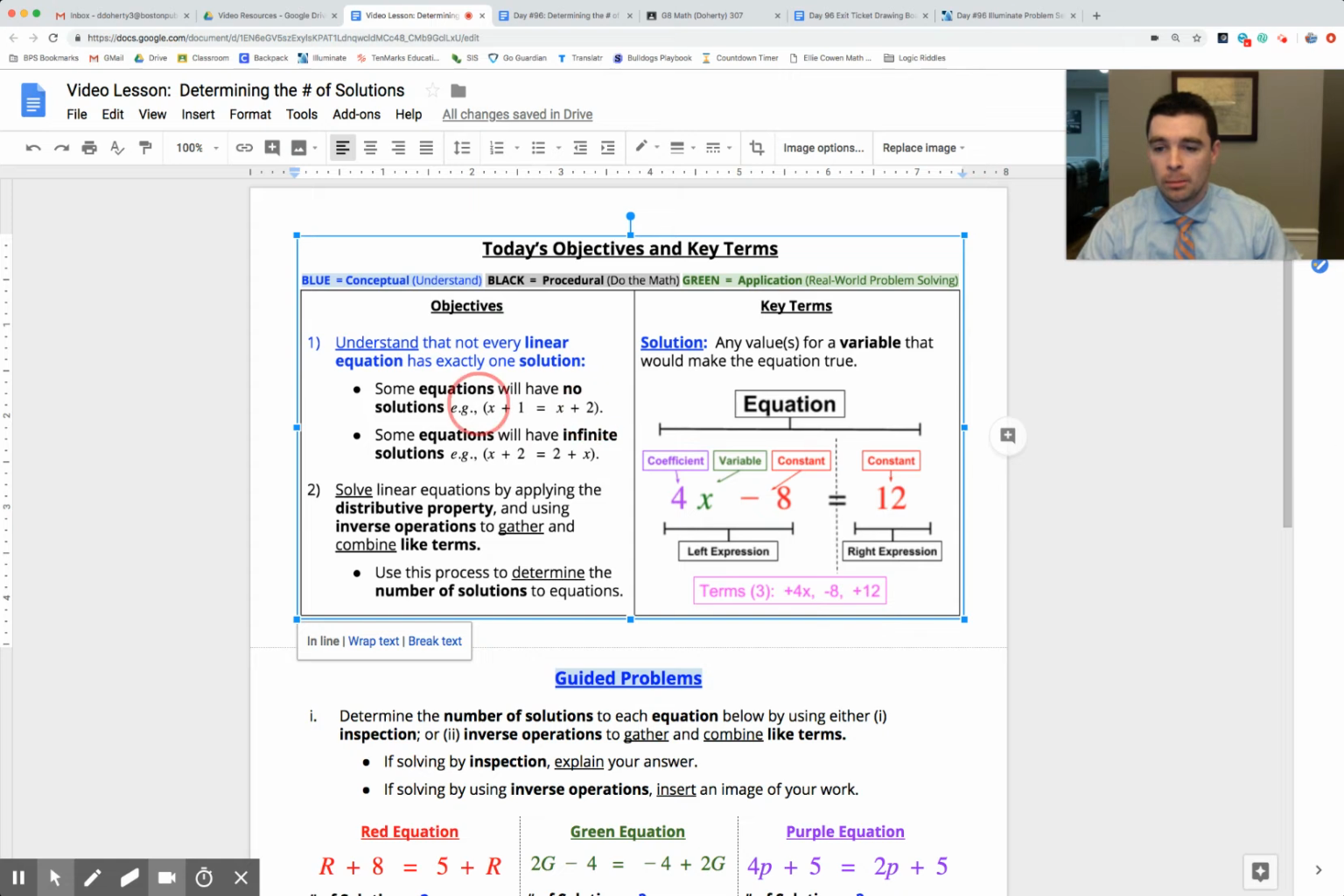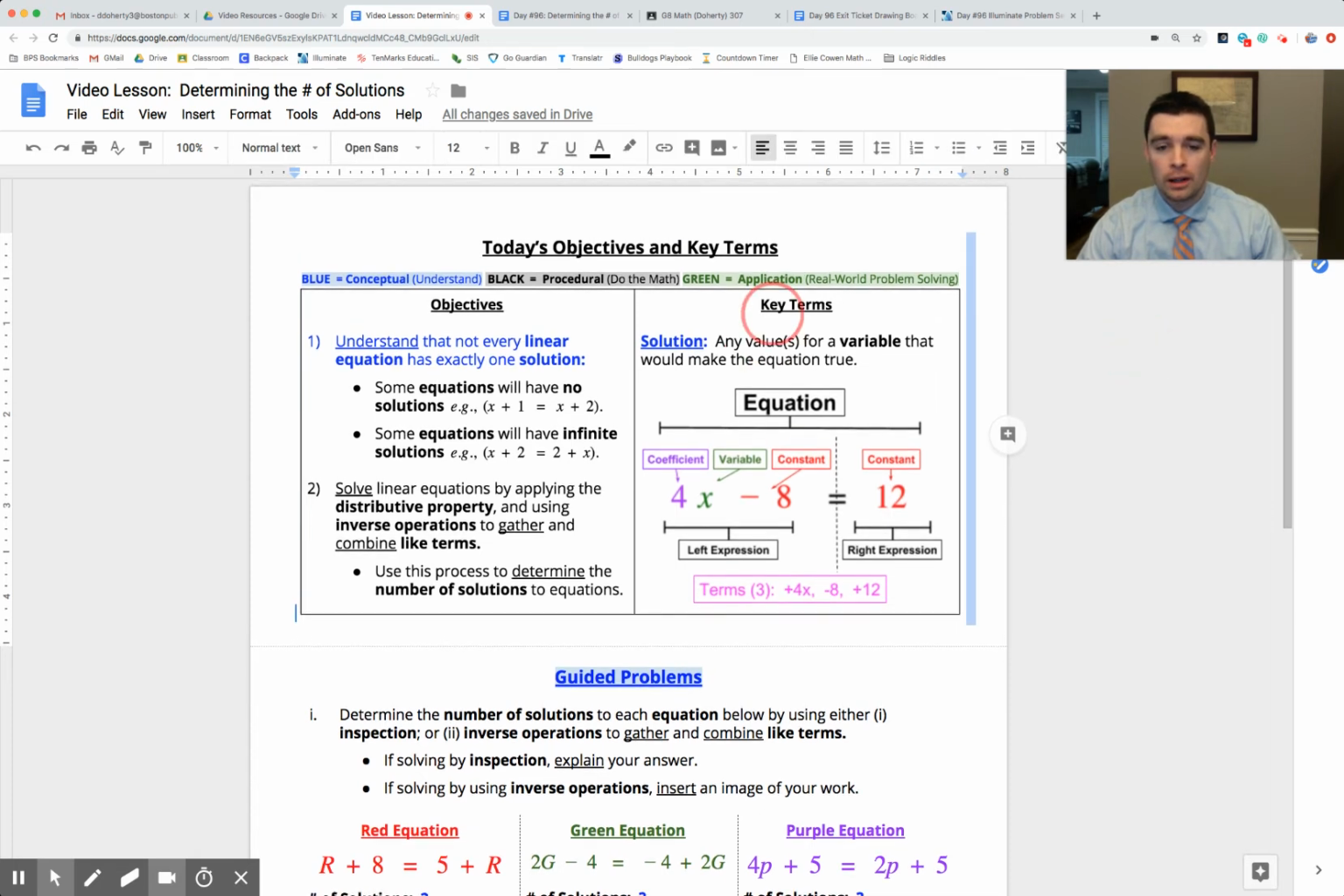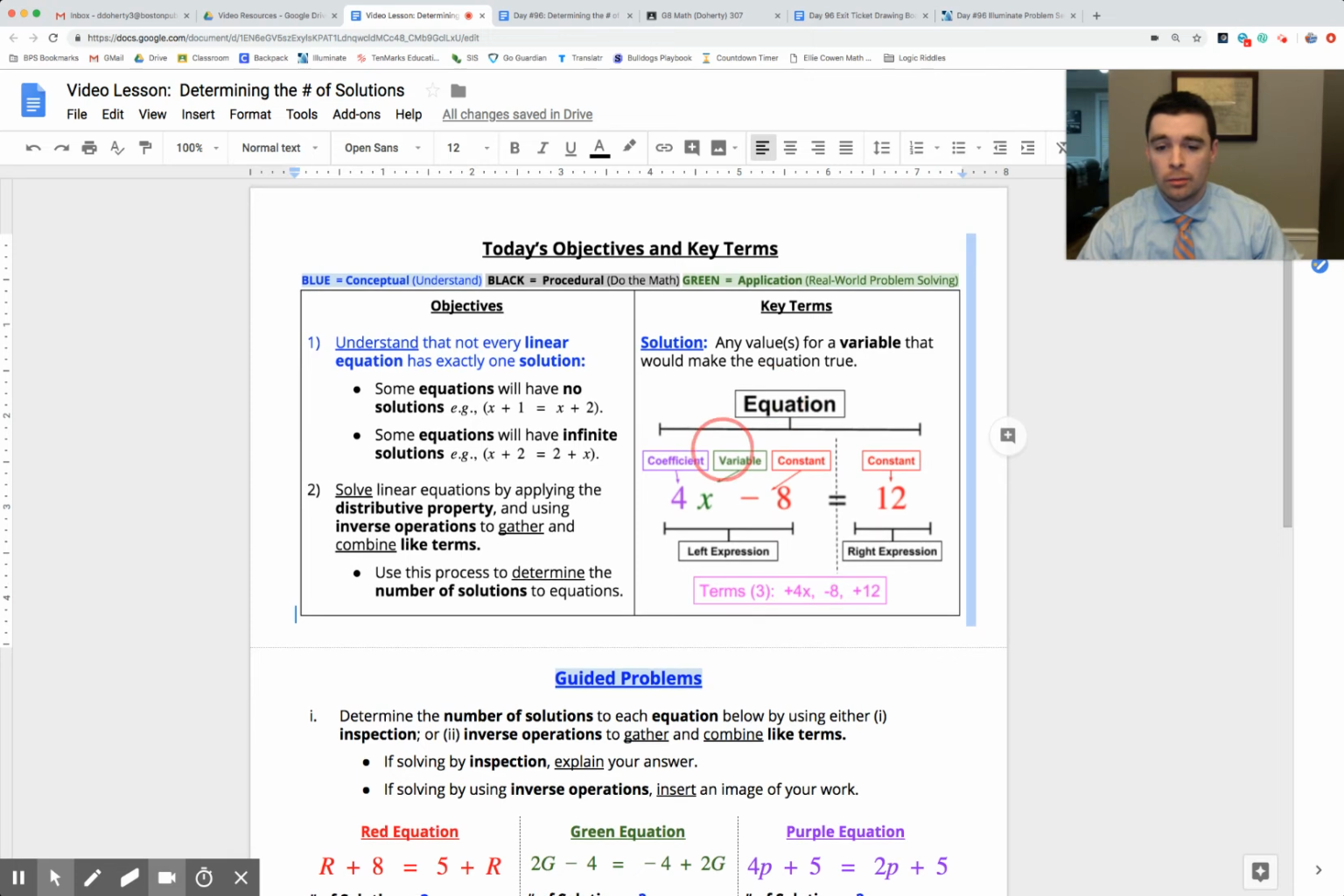So that's an example of an equation that has no solutions, and here again we see an example of an equation that would have infinite solutions. We're going to talk more about those as well. These key terms should be familiar to you by now, but again, pause the video, take a look at this if you're not familiar with what some of these key terms mean.